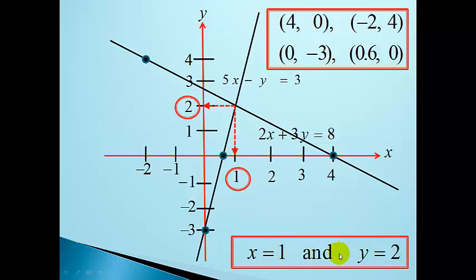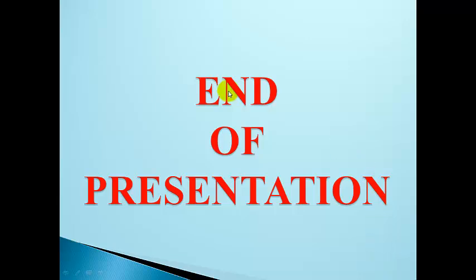When you compare this with the answers we had after using the elimination and the substitution, you realize that it is the same answers we had. That is what we do. That is, after drawing the two lines, you look for the point of intersection and trace it vertically downward to the x-axis. That will give you the x-coordinate. Then you trace it horizontally to the y-axis, and that will give you the y-coordinate. So we have x equals 1 and y equals 2. This is the end of our presentation on simultaneous linear equation.